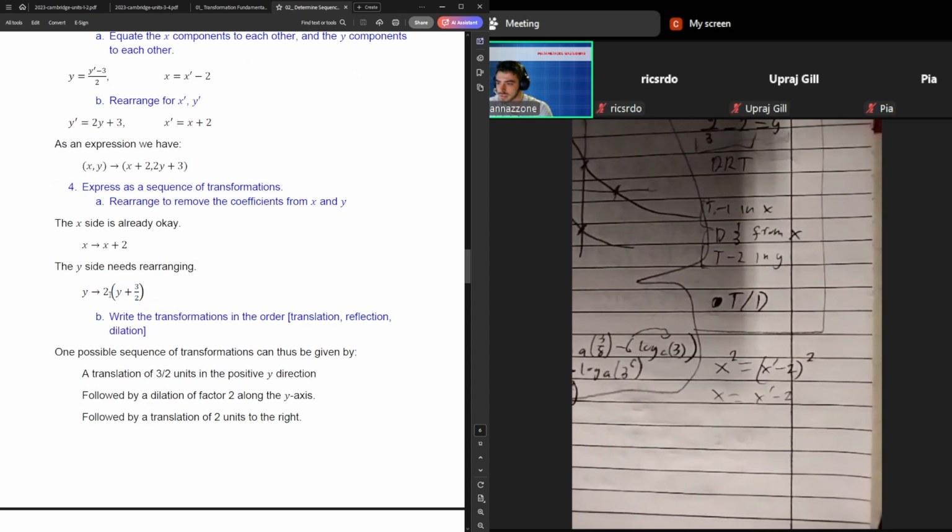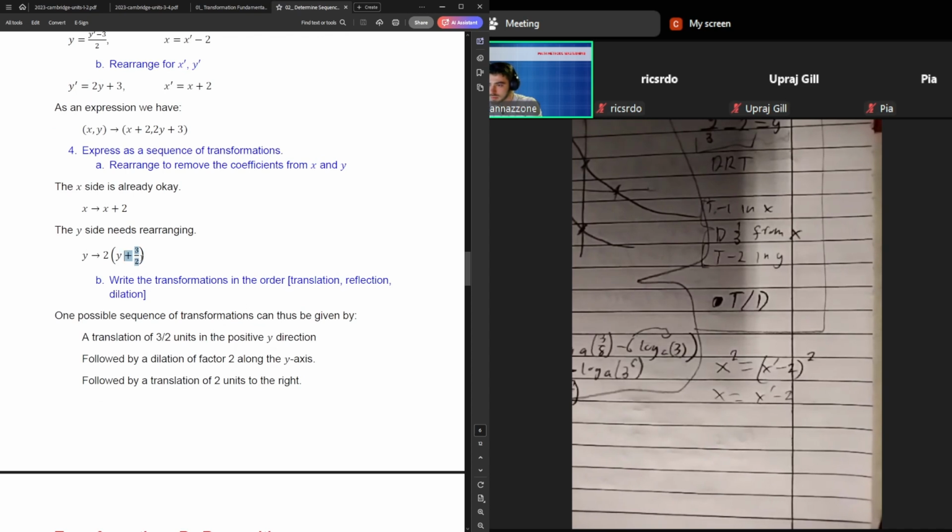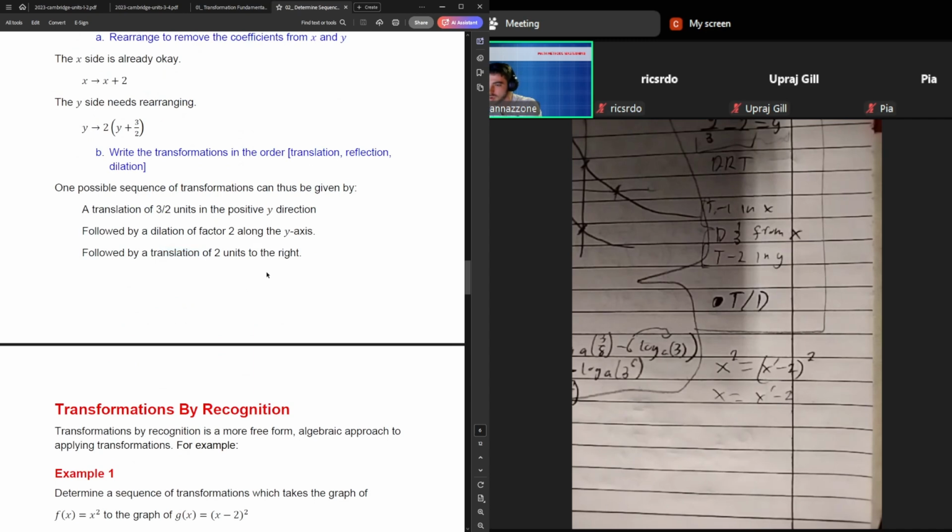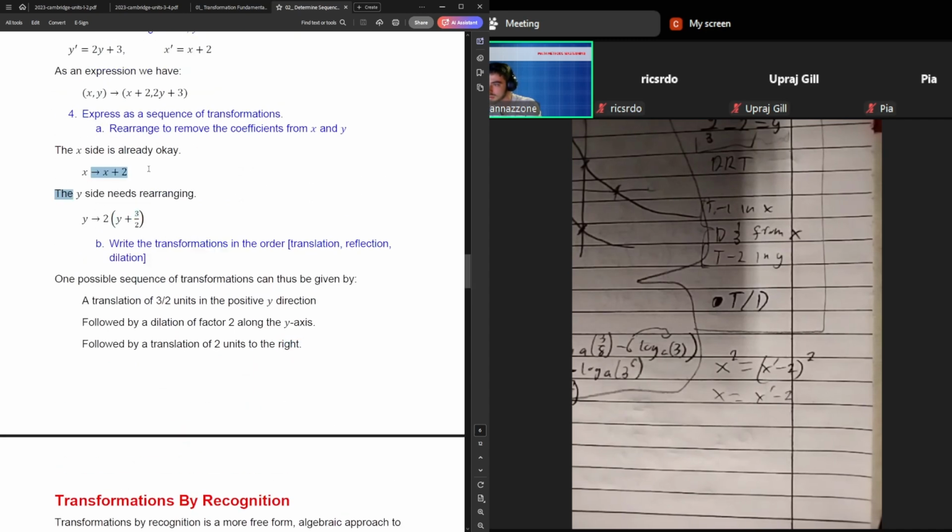Otherwise, if you're doing TRD, just be sure to take the factor of 2 out the front, and then do TRD instead. So translation of 3 over 2 in the positive y, 2 in the positive x, and then dilation of 2 along the... Did I do this? Oh no, I did it y first then x. So you can see there's a whole bunch of ways you could do it. As long as you do y and x individually, you're fine.